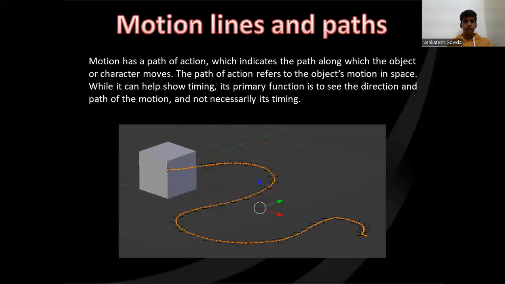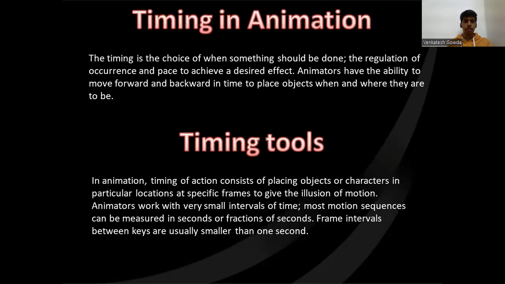Next are motion lines and paths. The motion line is the path of action, which indicates the path along which the object or character moves. The path of action refers to the object's motion in space, while it can help show timing. Its primary function is to show the direction and path of motion and not necessarily its timing. We shall now discuss timing in animation.